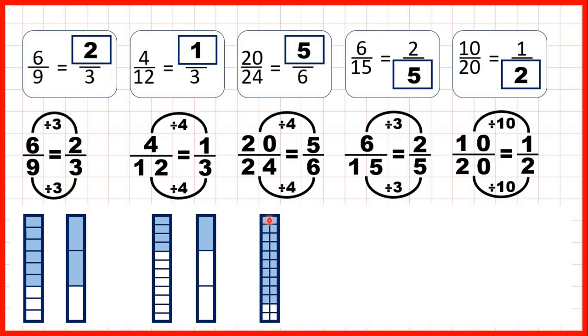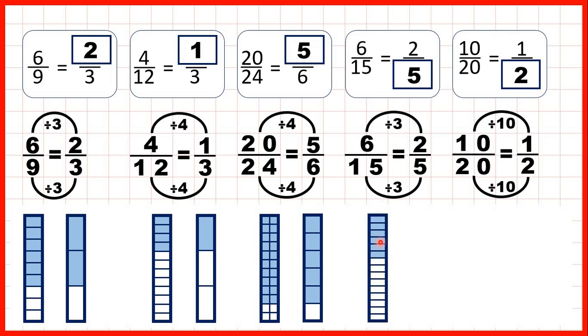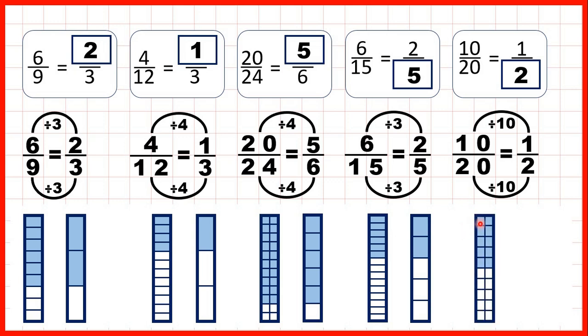Now, 20 over 24 is equivalent to 5/6. 6/15 is equivalent to 2/5, and 10 over 20, or 10/20 is equivalent to 1/2.